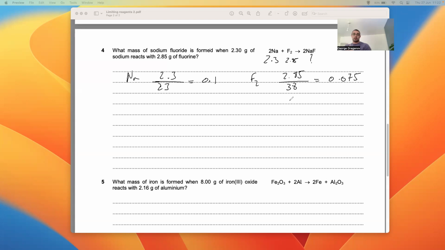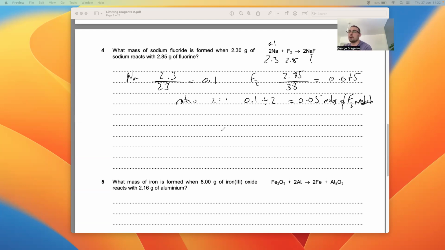Now, you cannot just pick the smaller one, okay? You must look at the ratio. So the ratio is 2 to 1. So therefore, 0.1 divided by 2 will give you 0.05. What I've done here is I know this one is 0.1. The ratio is 2 to 1. So I must divide 0.1 by 2 to get 0.05 moles of F2 needed. That's how much you need to react with the sodium.